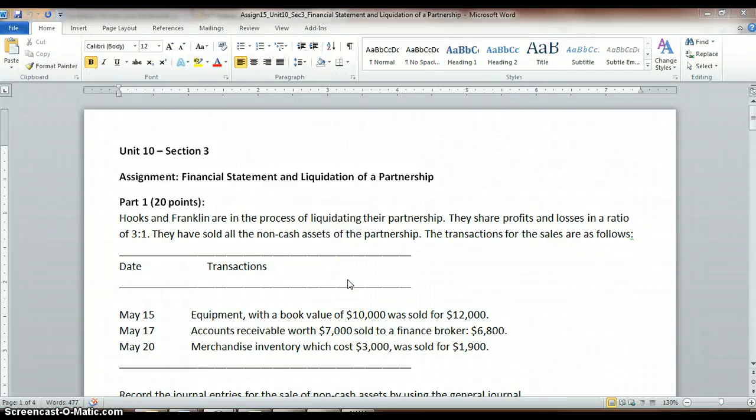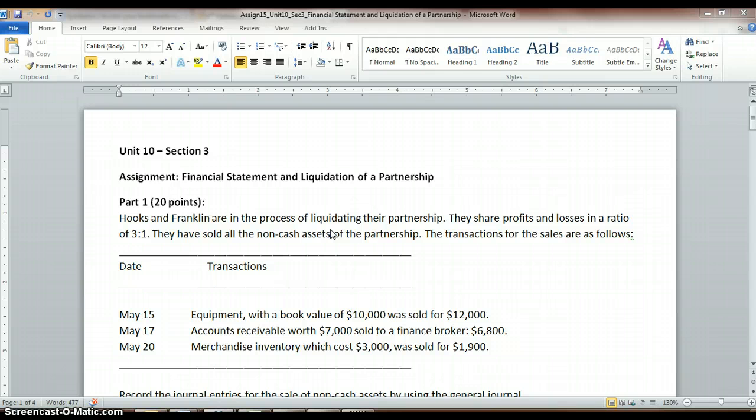Hello again, accountants. We are looking at Unit 10, Section 3 this time, the assignment, financial statement, and liquidation of a partnership. Surely you have read the text by now and understand that the liquidation of a partnership means that you are closing down the business. So after liquidation, the business will no longer exist.